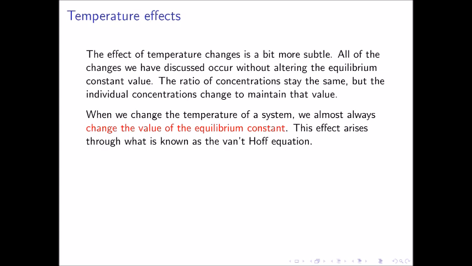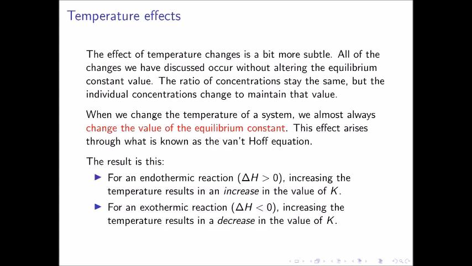This effect arises through what is known as the Van't Hoff equation. The results of the Van't Hoff equation are as follows. For an endothermic reaction, one in which delta H is greater than 0, increasing the temperature results in an increase in the value of K. For an exothermic reaction, where delta H is less than 0, increasing the temperature results in a decrease in the value of K. The opposite is also true. Decreasing the temperature for an endothermic reaction decreases the value of K. Decreasing the temperature for an exothermic reaction increases the value of K.